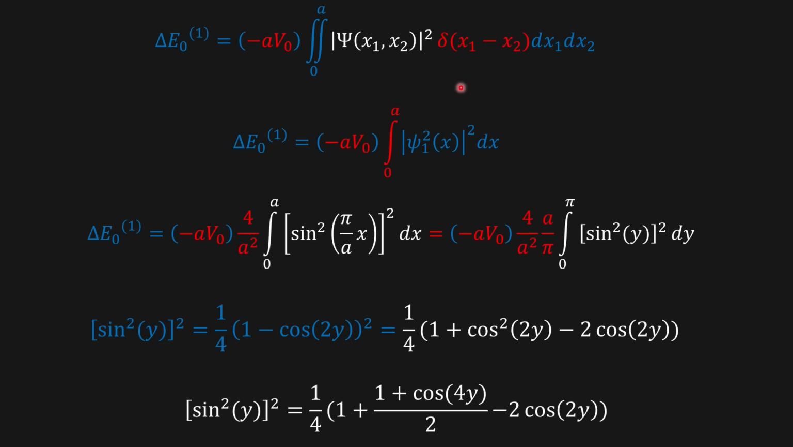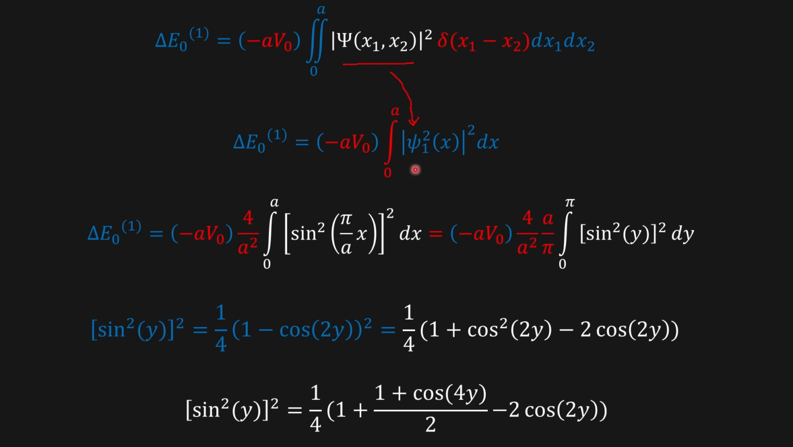Just now we have seen this expression, and from the properties of the Dirac delta function, delta of x1 minus x2 is non-zero only when x1 equals x2, which is equal to x. So this can be written as a single integral: minus a V naught, integral 0 to a, of modulus psi 1 squared, which we have just seen, and another square, so modulus psi 1 squared whole squared dx.